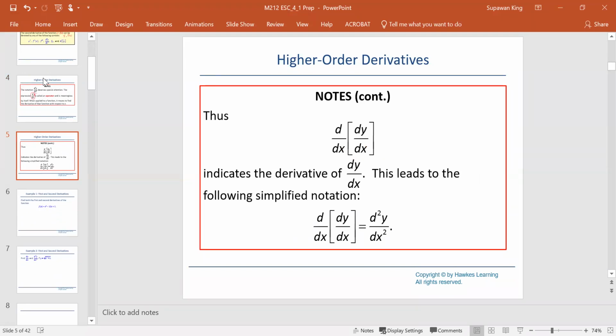And the notation dy by dx is the first derivative. Find another derivative of the first derivative, and this is the second derivative. The notation d2y by dx2 is from the derivative of dy by dx.